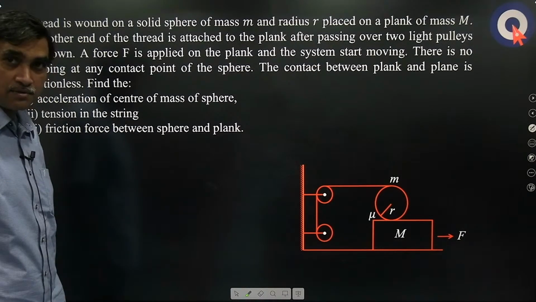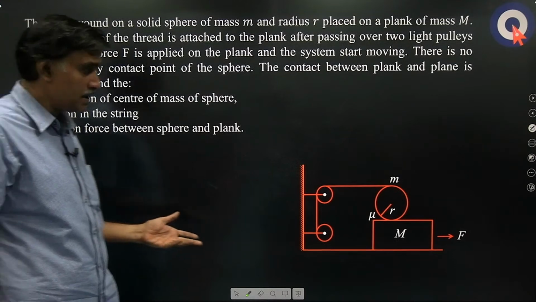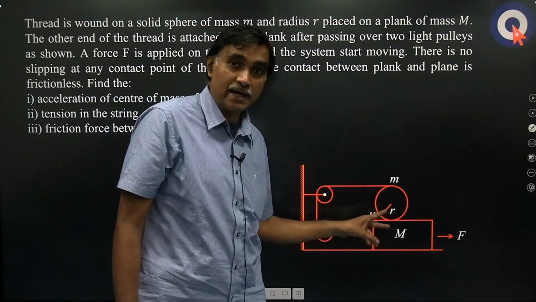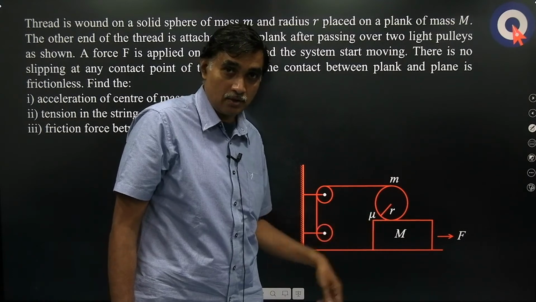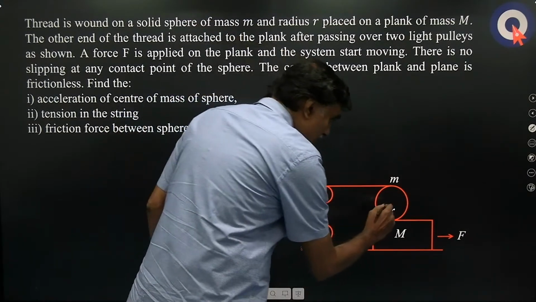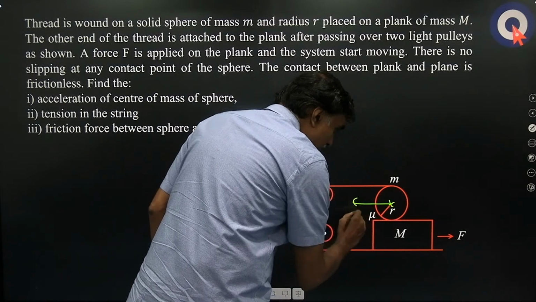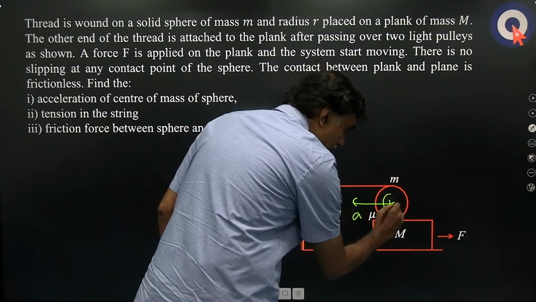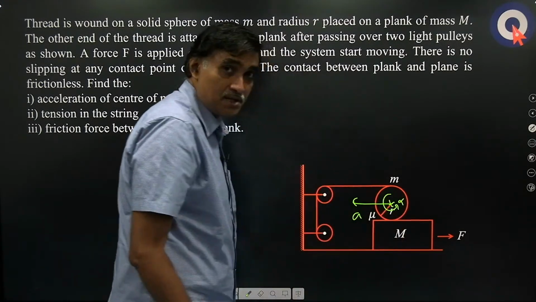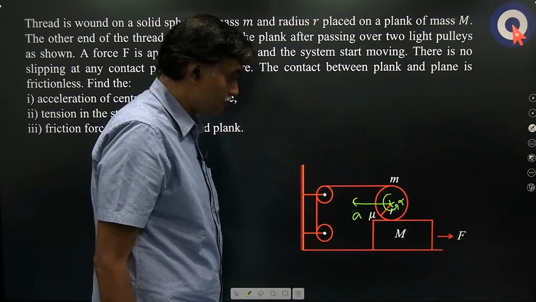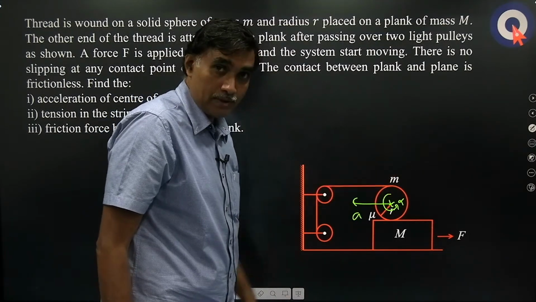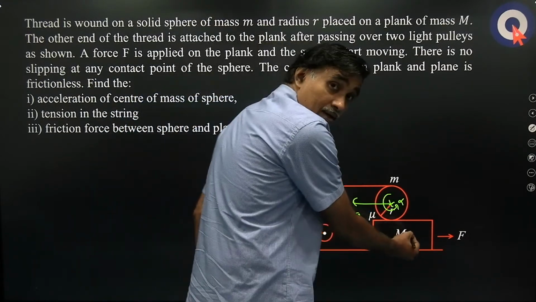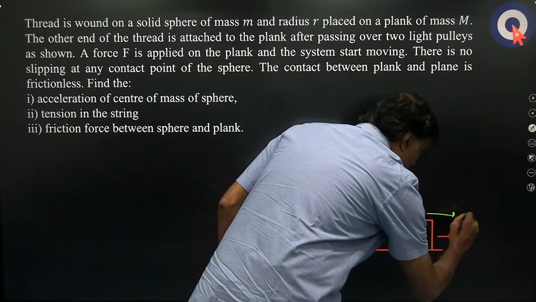Now, how do you find acceleration of center of mass of the sphere? One method is you can do by force, because there is no slipping here. What type of friction acts is static friction. So, if I assume acceleration of center of mass of the sphere is A and angular acceleration is alpha, anti-clockwise. Acceleration of center of mass is towards left, and acceleration of this plank, let us say, is A1 towards right.